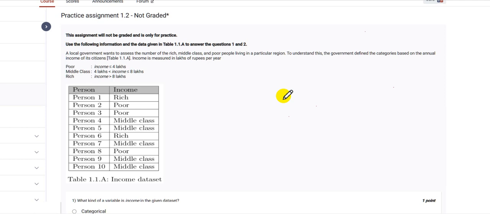Today I am going to discuss the solution of the practice assignment of Stats 1 of week 1. So let's begin. Here is our first question.